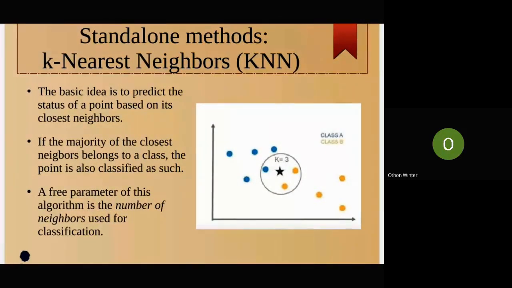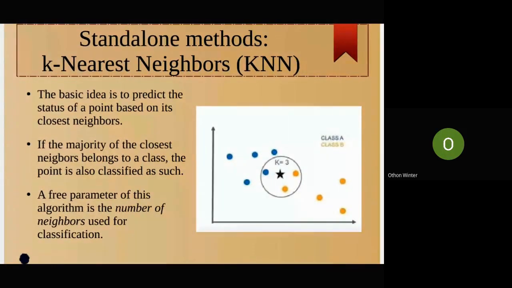If you had a larger sample, for instance 5, then you would have classified the star as class A, because the majority of members in these neighbors will be class A blue points. So this is a free parameter of the algorithm, which is the number of neighbors used for classification. And this is something that you need to estimate every time that you are using this machine learning algorithm.